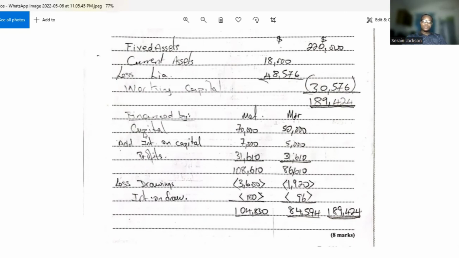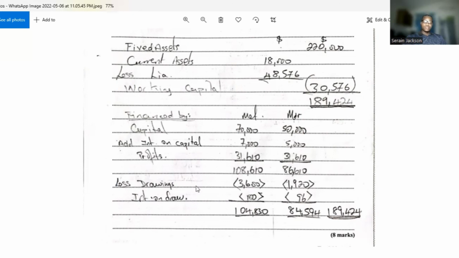All right. So you're going to put the items that you would find on the credit side of your current account first. So capital, right? Obviously, capital would not be in the current account, unless it's a fixed capital account, right? So you're going to have capital first. Then you're going to add the interest on capital for each partner. You're going to add the profits, right? Yes. So you put that there, and when you add them up, you get 108,610, and 86,610 for Moreno.